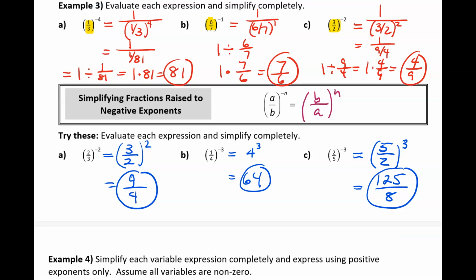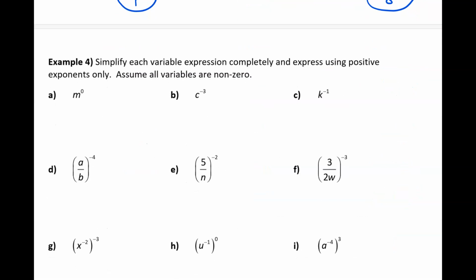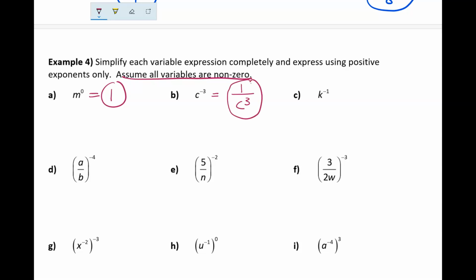And let's move on. Now we're going to work with variables, but I want you to think of them as the same as you would numbers. So for instance, in A, in example 4, anything raised to the 0 power, assuming that it's a non-zero number, should be 1. C raised to the negative 3 can be simplified using a positive exponent, making it 1 over c to the 3. K raised to the negative 1 is 1 over k raised to the positive 1, which in simplified form would just be 1 over k, since k to the first power is just k.